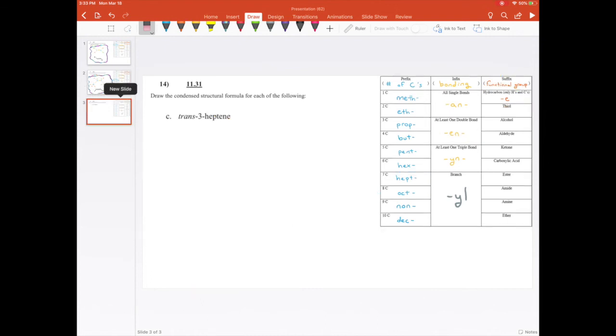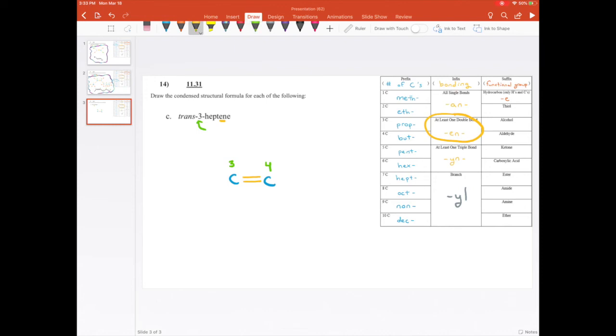Let's try trans-3-heptene. And let's start. Notice that you have the en in the infix. That means you have at least 1 double bond. So start by drawing the double bond. We know that we'll have a carbon on each side of the double bond. And if you notice, there's a 3 in front of the backbone. That means that the double bond starts at carbon 3. It always goes to the next carbon, so the other one must be 4.